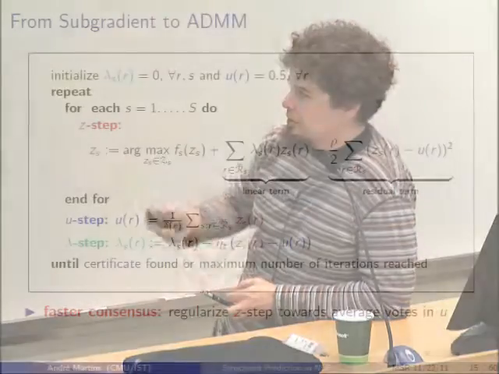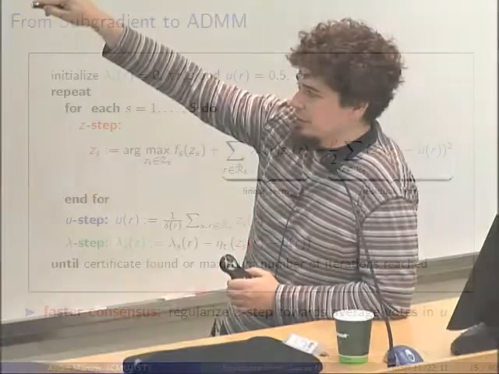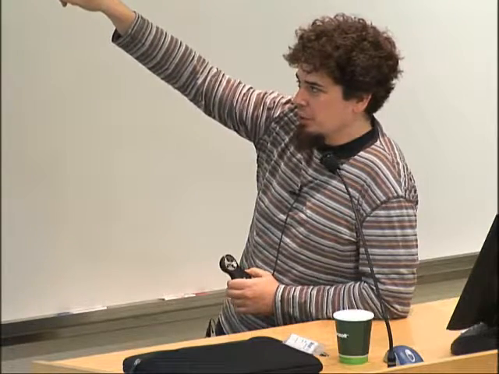And you are going to add this additional quadratic term in the Z step, which is essentially keeping track of the residual between the Z variables and the U variable that has the average of everyone. Essentially, in the previous round, we have computed the average of these votes. You can regard the Zs as votes. We computed the average of the votes, and now you are regularizing towards this average. This is the reason why this is pushing for a faster consensus, because in some sense it gives some basic information about what everyone has predicted in the previous round.